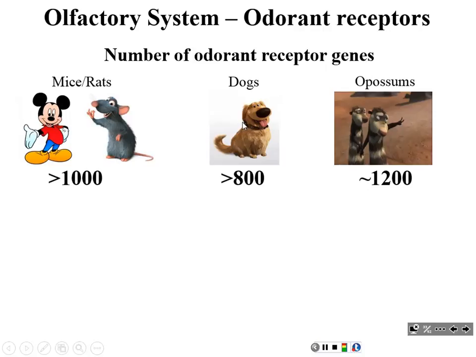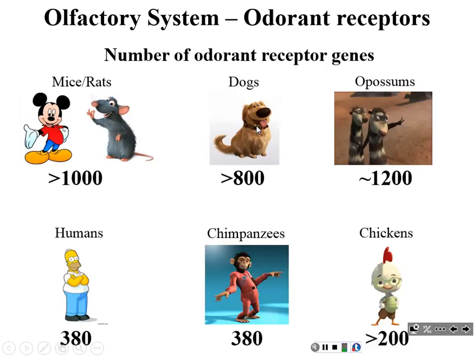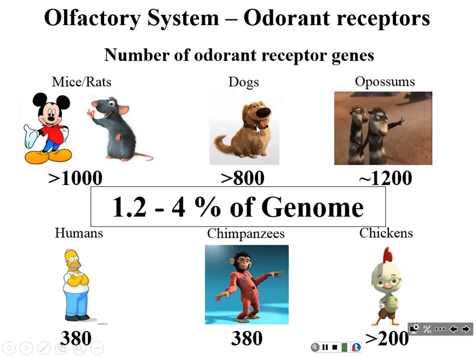If we look at mice, rats, dogs, or possums, they have close to 1,000 different genes for detecting odors. If you look at humans, chimpanzees, or chickens, the number is lower, but still we are between 300 and 400 receptors. To put this in perspective, 1.2 to 4% of the entire genome is just odorant receptors. Okay?